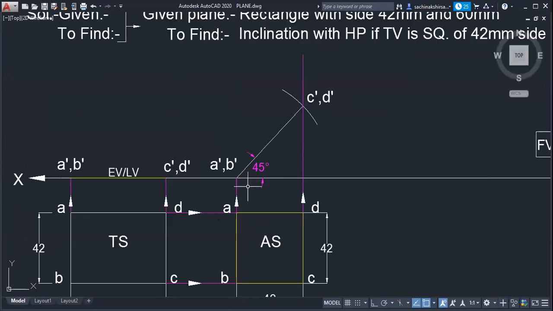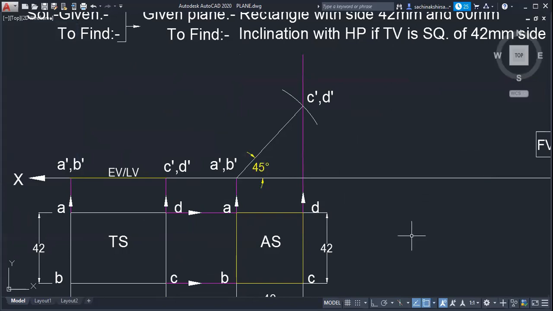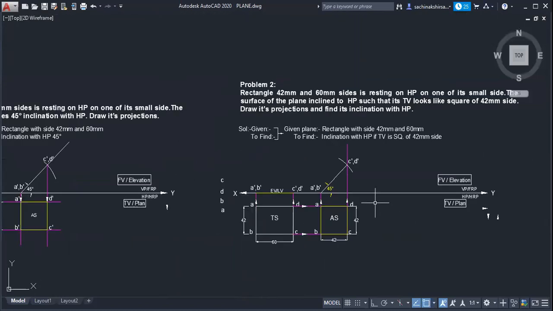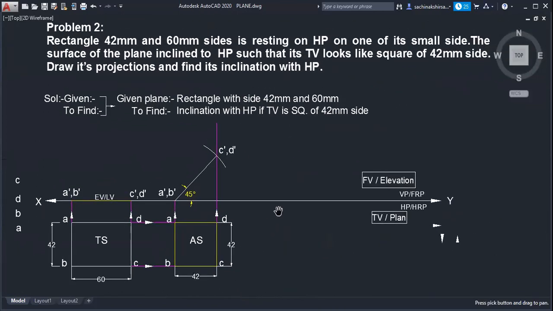So there may be some variation in taking the point. Is it coming 45 exactly? Yes, sir, 1 degree here and there. If at all it is 46 or 44, it is also okay. It is not wrong. At most it is 1 degree plus or minus. It is okay. Still it is correct.